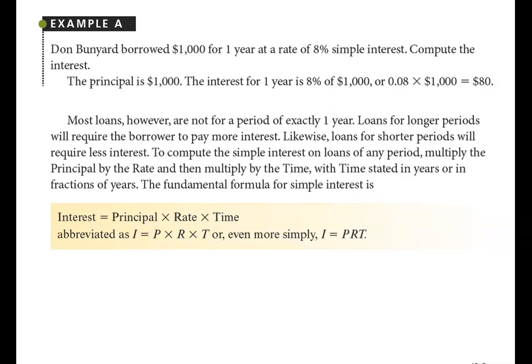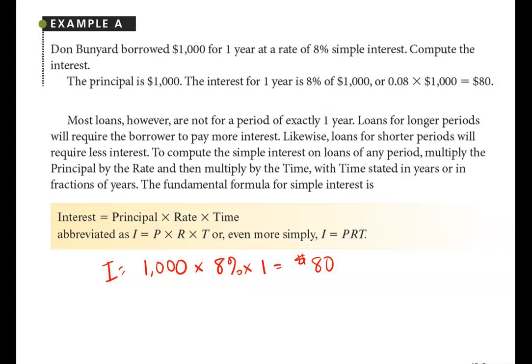To calculate the interest using this interest equals principal times rate times time formula, you'll simply take $1,000 in principal times the 8% simple interest, and then times 1 for 1 year. And this gives us $80.